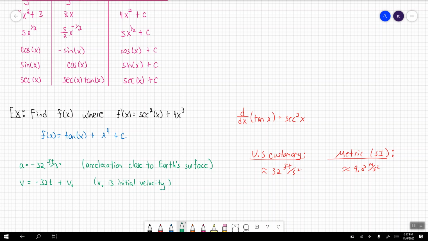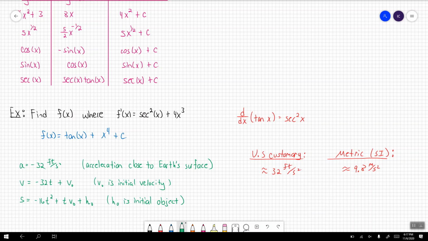And so once again, we can go through the whole process and identify a position function by taking the antiderivative of the velocity function. Then we're going to get negative 16t squared plus t times v naught plus another constant. And this constant, h naught, is the initial height of this object.